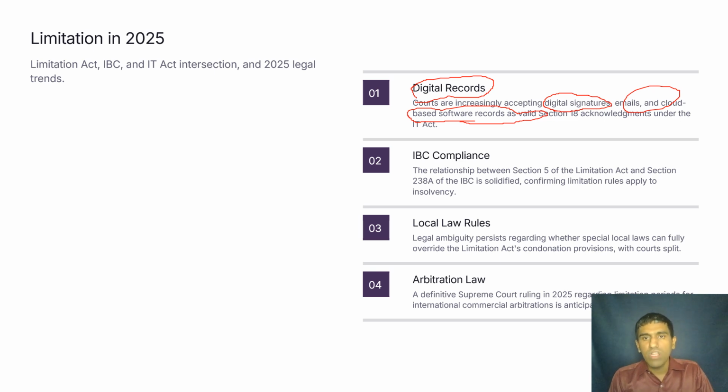Then records which are cloud based, all of these are being accepted now. Then there is a relationship between section 5 of the Limitation Act relating to condonation of delay and section 238A of the Insolvency and Bankruptcy Code. Essentially the correlation has confirmed that the limitation law now applies to insolvency as well.